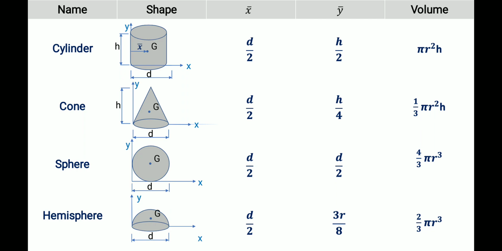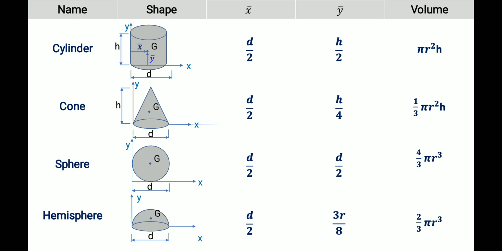Then y bar means the height. See this height, from along the y-axis taken from the x-axis. This height is y bar. This is also at the middle of the height, h by 2. And we know the formula to find the volume of the cylinder is pi r square h. Then for a cone, it's a three-dimensional object having a circle as base and height, with an apex point also.